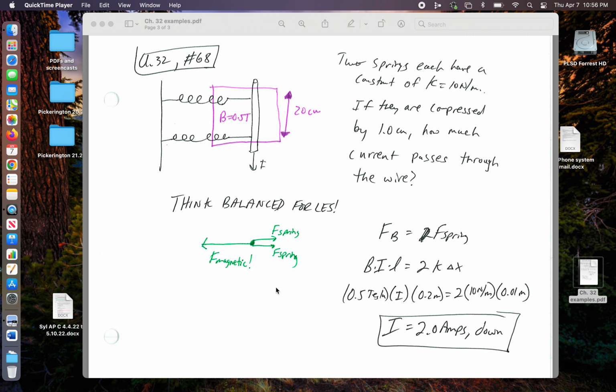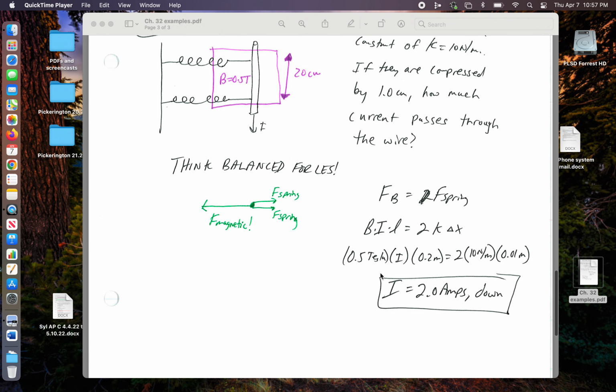So I want to think about balanced forces. There are several ways we could think of balanced forces with this type of problem. This one is spring forces compared to magnetic forces. In this particular case, we've got magnetic force to the left, 2 springs acting to the right. Why are the springs acting to the right? Because they're compressed to the left, therefore they're pushing to the right. So magnetic force equals spring force: BIL equals 2K times delta X. That's Hooke's law over here. I know 0.5 Tesla, I, 0.2 meters, 10 newtons per meter, 0.01 meters. So the current is going to be 2 amps down.